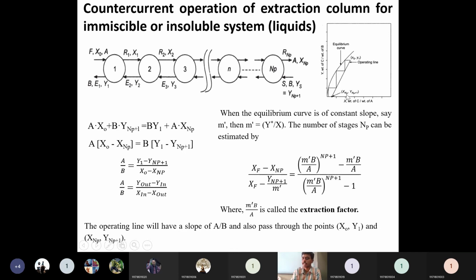Whenever you draw this X versus Y curve, if your curve has a straight, uniform slope, meaning almost a straight line, then in that case we need not go for the graphical procedure. You can directly estimate NP using this equation. This involves M dash B into A, the extraction factor, which is nothing but the slope of your equilibrium curve. Only when it has a constant slope can we use this equation. So this is a rare type of problem. You might not get this one.